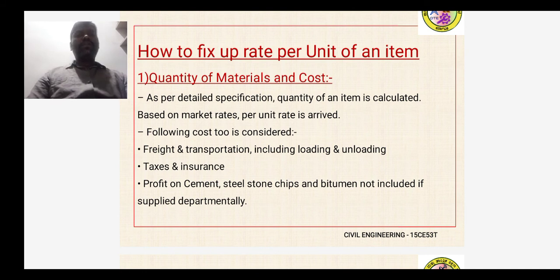The quantity of an item is calculated based on market rates, and the per unit rate is arrived at. The following costs are considered: freight and transportation including loading and unloading, taxes and insurance, and profit. Cement, steel, stone chips and bitumen are not included if supplied departmentally.